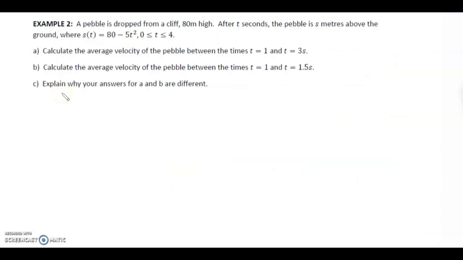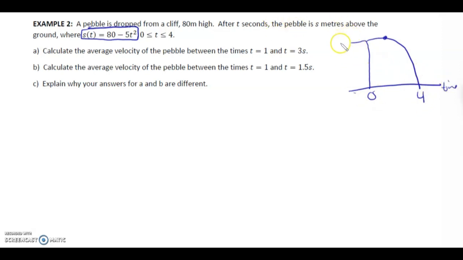Okay, example 2. A pebble is dropped from a cliff 80 meters high. After t seconds, the pebble is s meters above the ground, where s at t equals 80 minus 5t squared. And this is on the domain 0 to 4. Okay, so there's some cliff, pebble is dropped. Okay, 5t squared is giving us a parabola. So there's going to be some vertex, and it's going to be from 0 to 4. This is going to be in time, and then this is going to be in height.